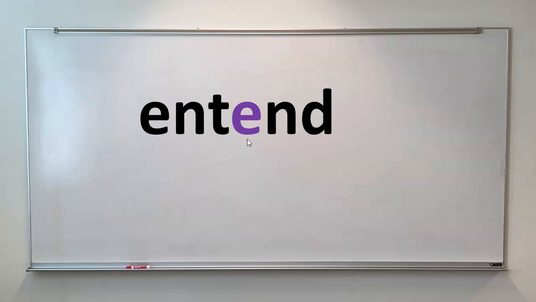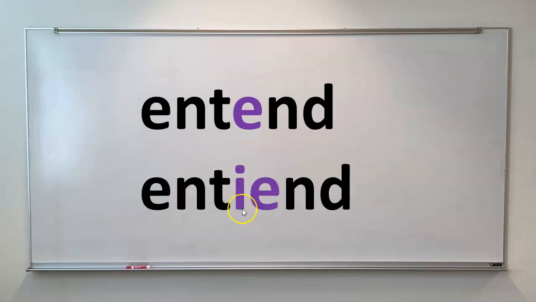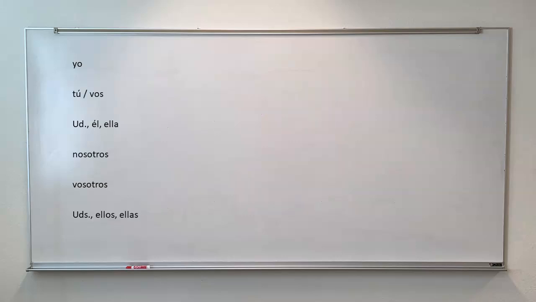Now the E will change in some cases to IE. So you'll see two forms of the stem. This is why we call them stem changing, because sometimes the stem changes from the E to the IE. Okay, so now it's a matter of learning the forms. So let's look at the different forms.